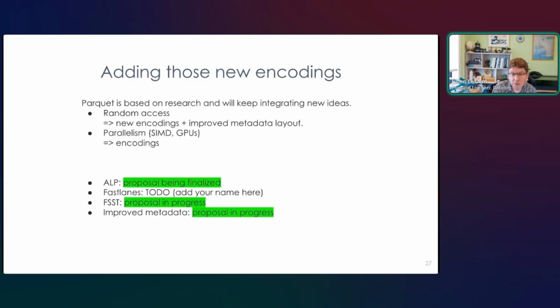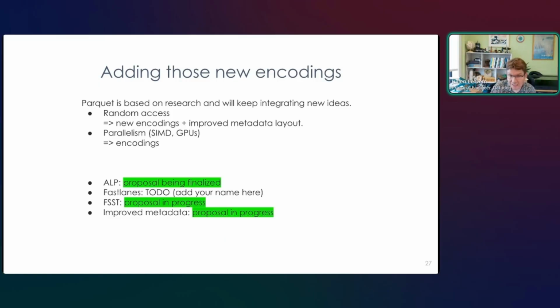So a lot of those encodings are being added to Parquet as we speak, following the same process we followed for variant. ALP is being finalized, so we're in the process of getting a much better floating point encoding in Parquet that enables random access and gives a lot more parallelism for decoding floating points faster. FastLanes is not yet in progress. We started working on the frame of reference type encodings that are better than delta encodings to enable parallelism.